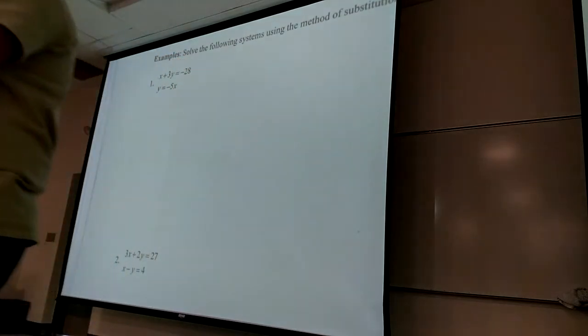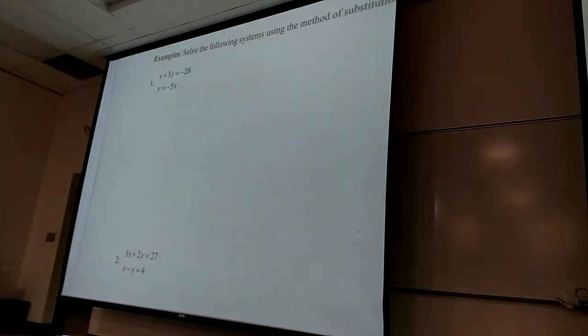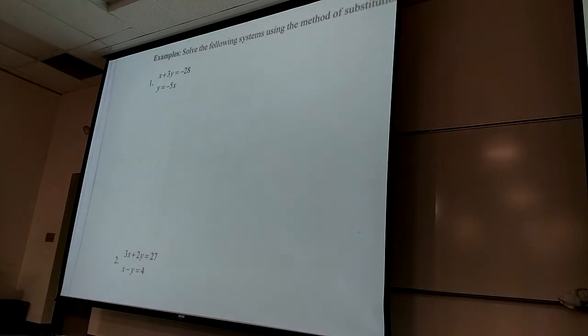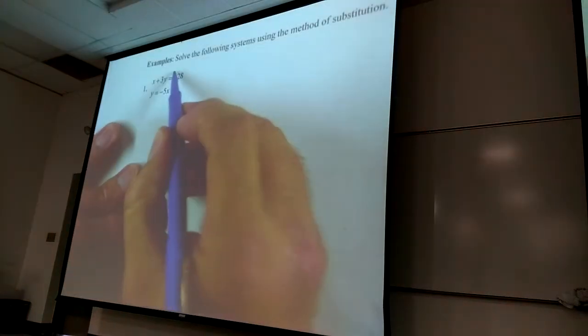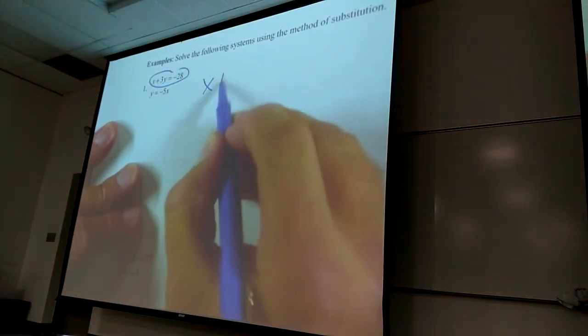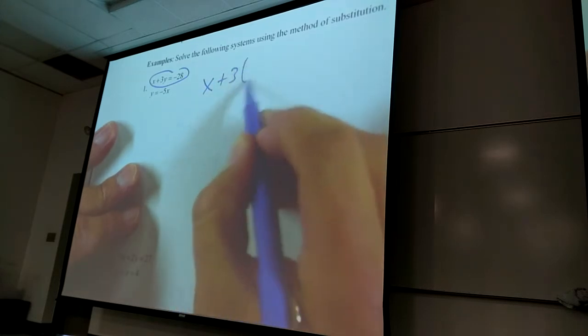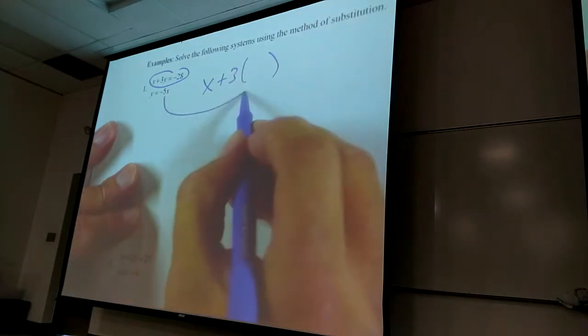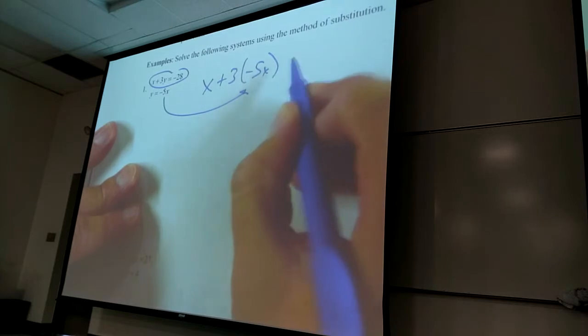Beautiful. I know that y is negative 5x. So I can rewrite the first equation using the information from the second. I can use both of them together. Does that make sense? Yes. All right. So I can rewrite this first equation. It says x plus 3 times y, but what is y? Negative 5x.